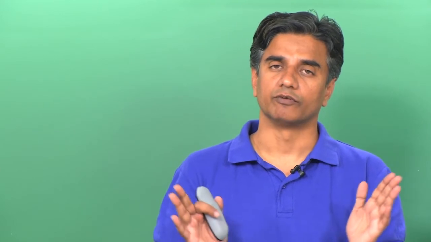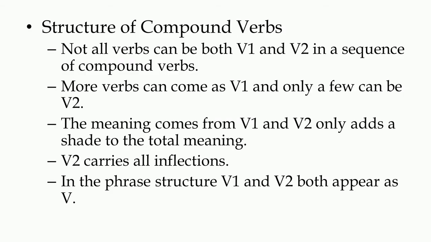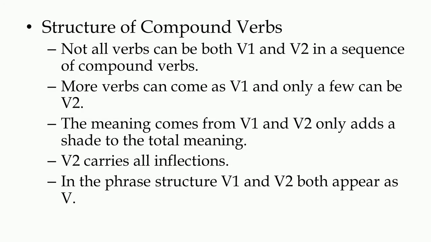That's not allowed. What it means is only a certain number of verbs are allowed to come together and form the combination we call compound verbs. Why? We don't know much about it. To know more about this, you need to look at literature available in the field. What we also find is that more verbs can come as V1 and only a few can come as V2. So we see not all verbs can be V1 and V2 both in a sequence of a compound verb.